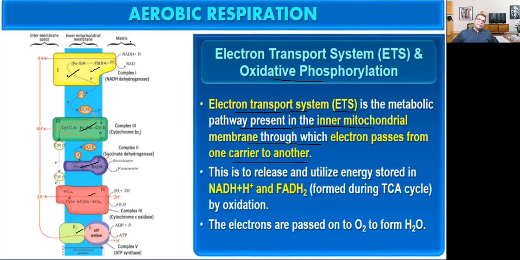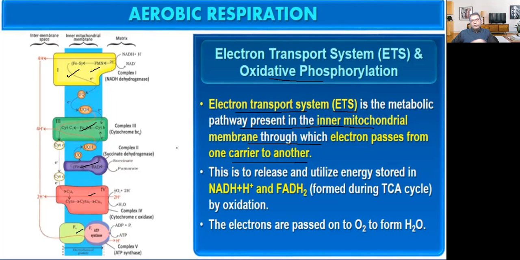This is the inner membrane, and this is the intermembrane space. On the inner membrane, the components of the electron transport system are present, transporting electrons. This is to release and utilize the energy stored in NADH and FADH. What is the use of ETS? ETS is used to release energy.